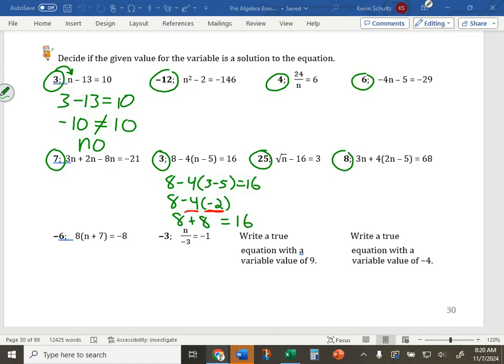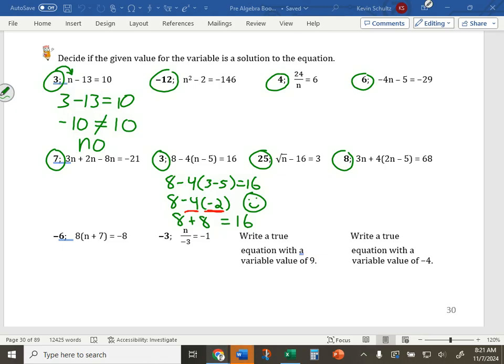Certainly is. So this does work. And n can be 3. In fact, n is 3. It can't be anything else. Okay? But that's what you're to be doing on this assignment.